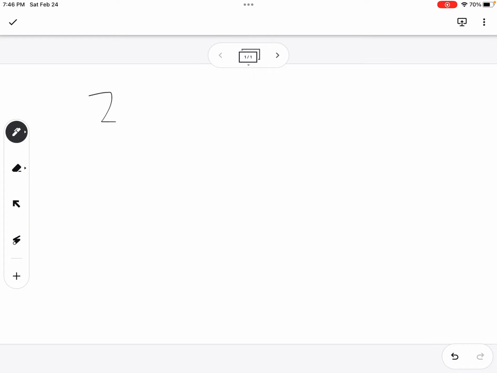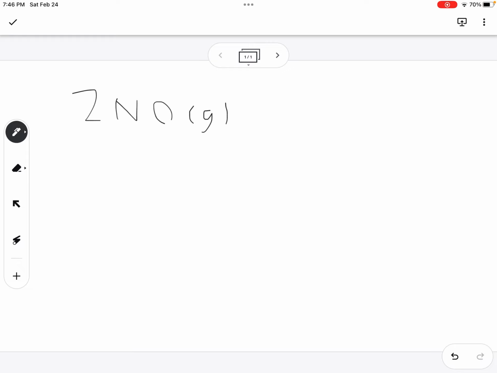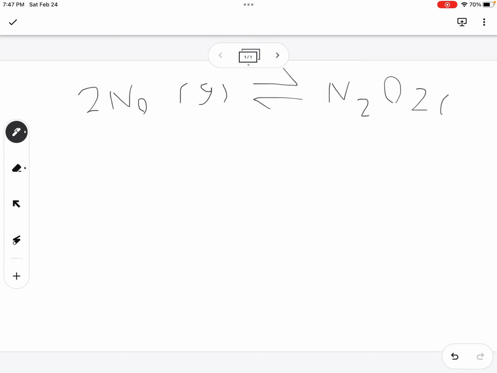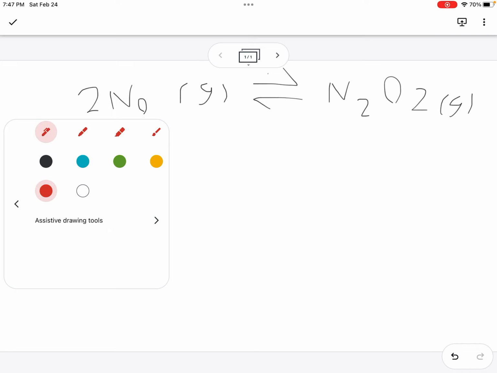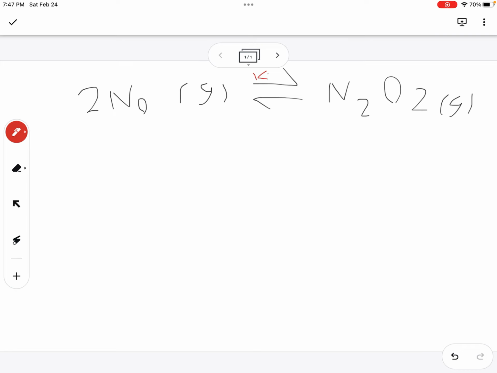So we have 2NO. Excuse my bad writing. Oh goodness, I'm going to have to be smaller. Two NO gas to form N2O2. Let's label this as K1. Let's label the reverse as K minus 1. Could be anything. It could be a Ka, Kb.